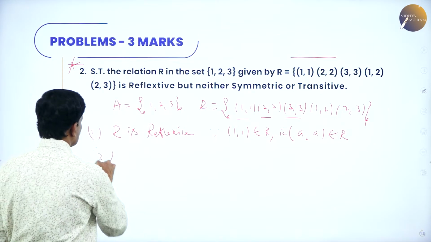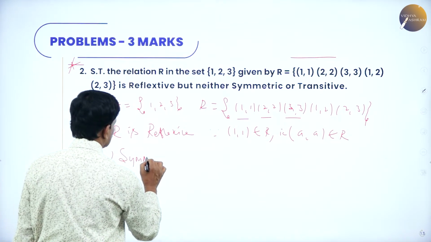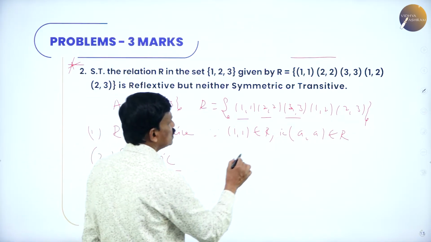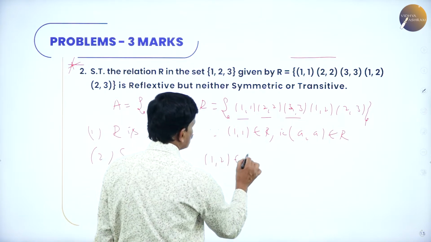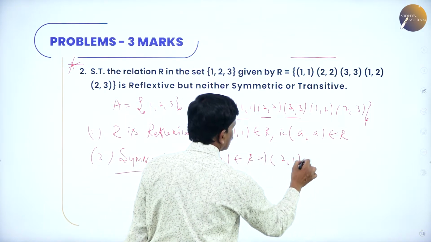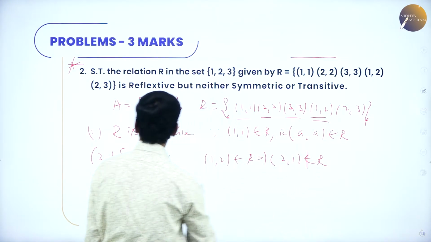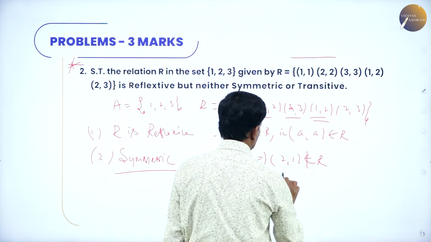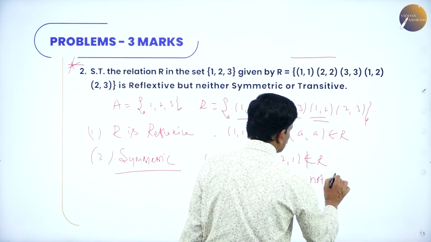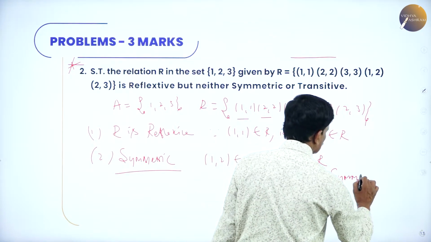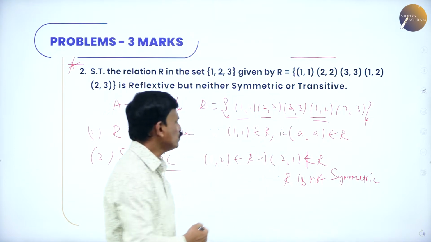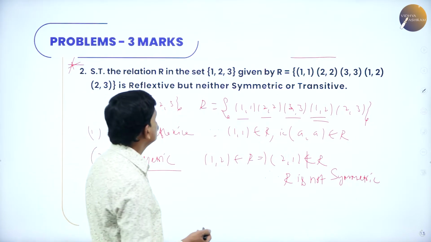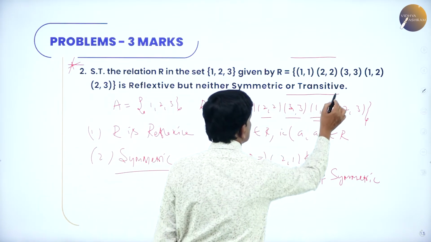Now, let us come to the second one, symmetric. Symmetric property. So, here (1,2) belongs to R implies (2,1) does not belong to R. (1,2) is there, but (2,1) is not in the set. So, therefore, R is not symmetric. That is, (1,2) belongs to R, but (2,1) does not belong to R, therefore R is not symmetric. Now check whether it is transitive or not.